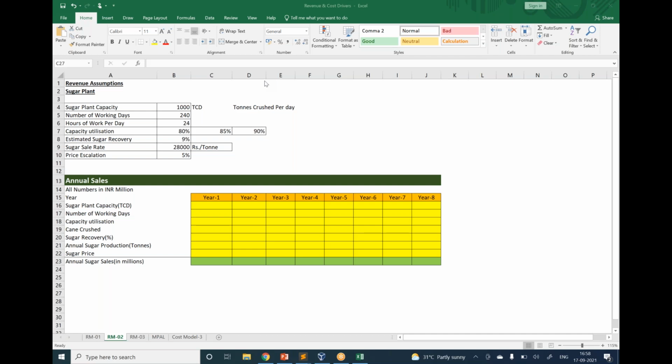Are you able to do it, or do you want me to solve it on your behalf? Okay. Only Nandini is responding. Others, can I start solving it? Okay. The sugar plant capacity per year. At least give me what is the answer you got. For the first year, sugar plant capacity, how much?